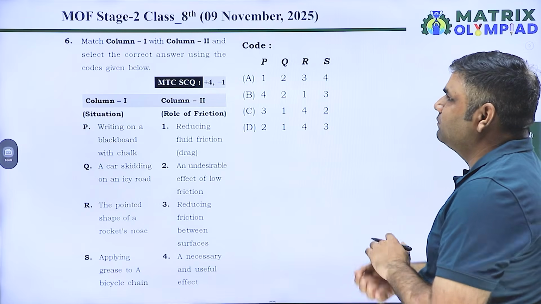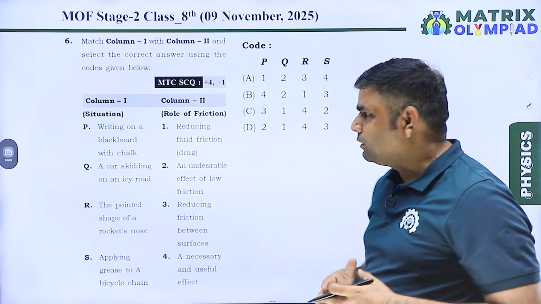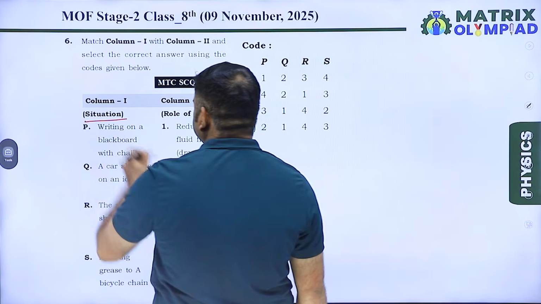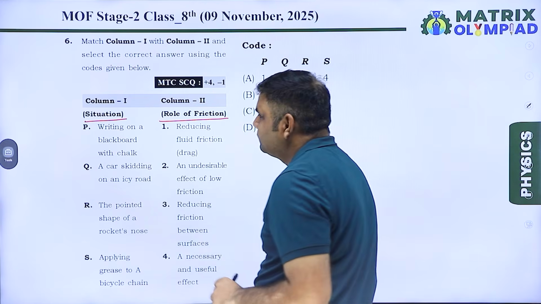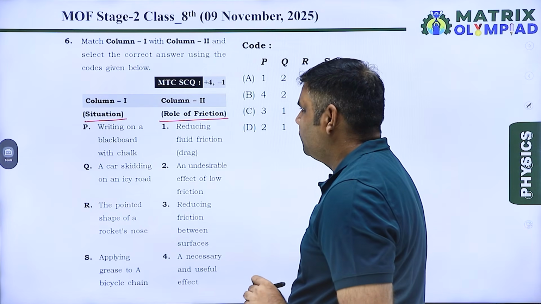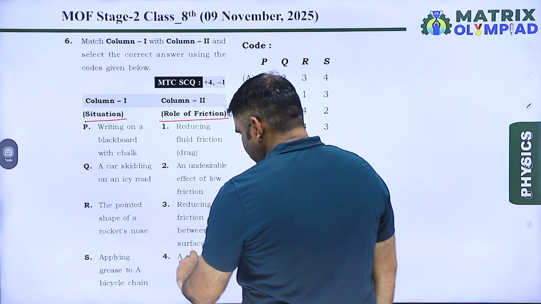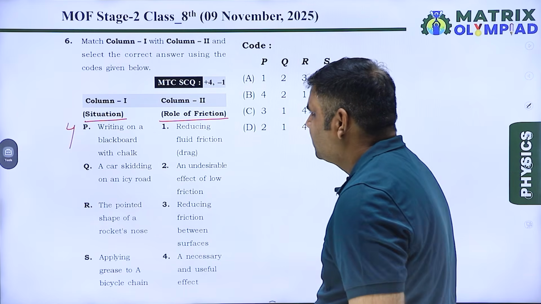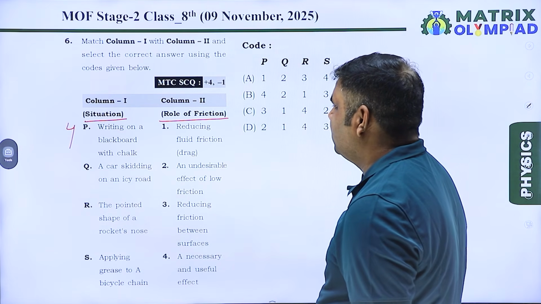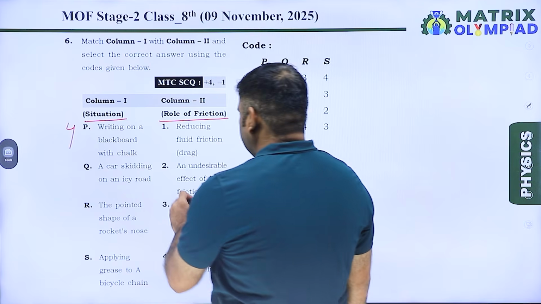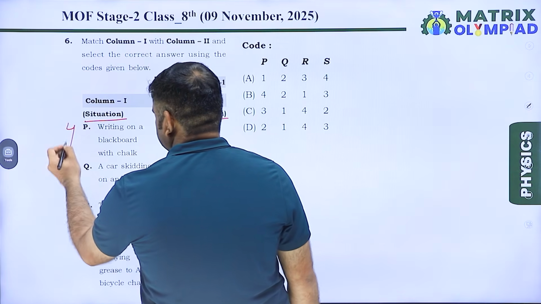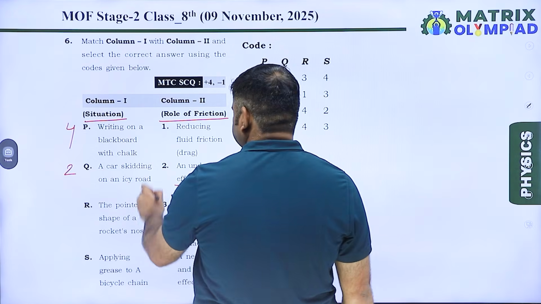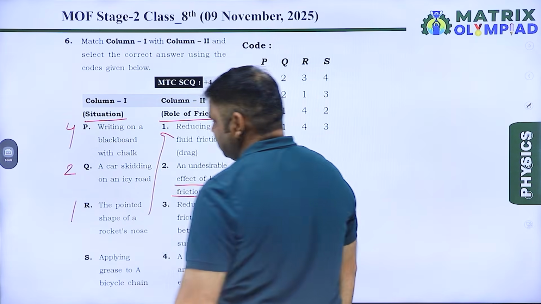Move to the next question, that is question number 6, which is based on match the column. We have to match column first with column second. In column first we have a situation, in column second we have a role of friction. So P, writing on a blackboard with chalk, is matched with fourth, a necessary and useful effect of friction. Q, a car skidding on an icy road, matches with an undesirable effect of friction, low friction. And the pointed shape of a rocket nose is to reduce fluid friction, so R matches with 1.